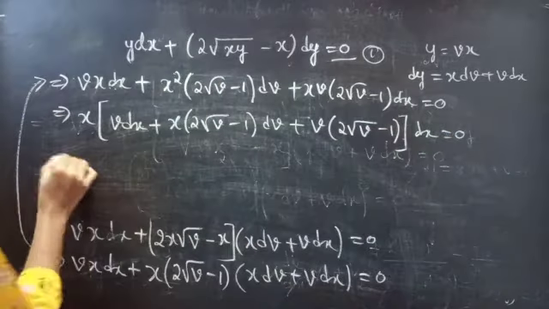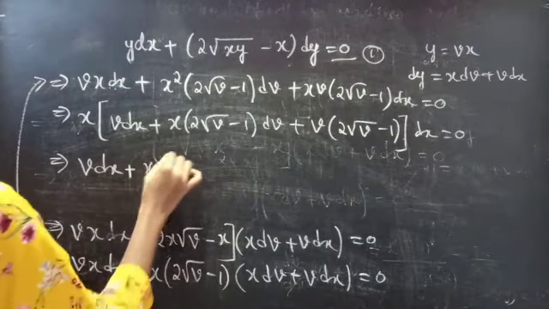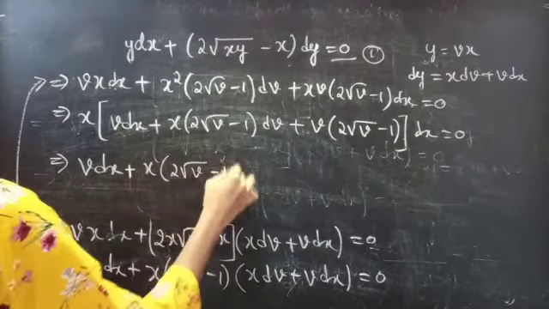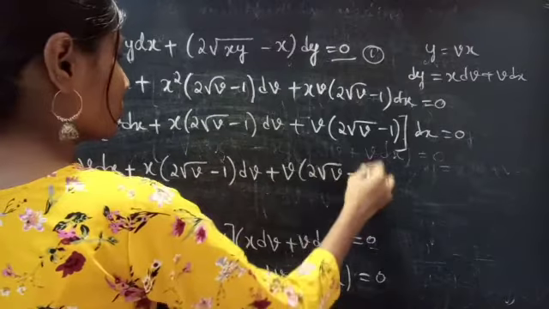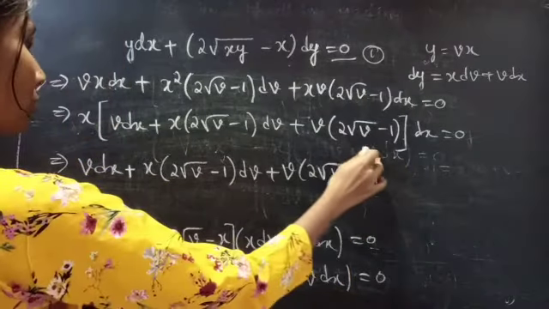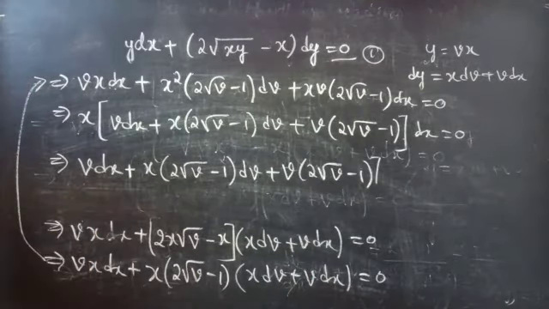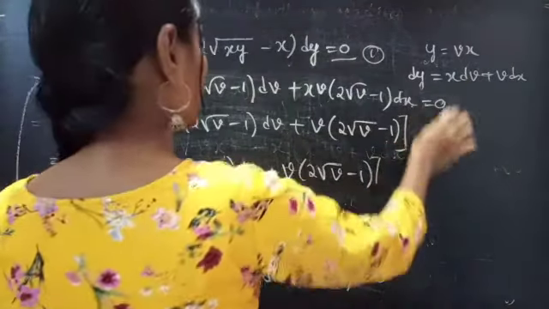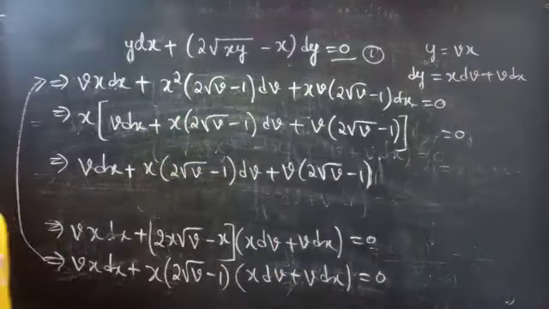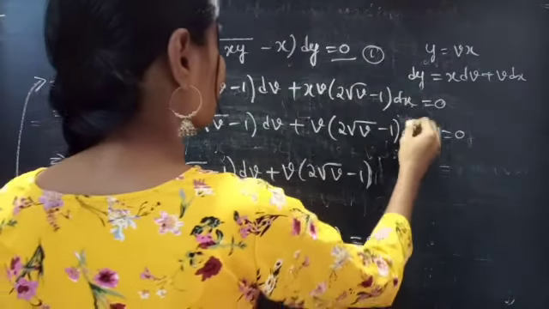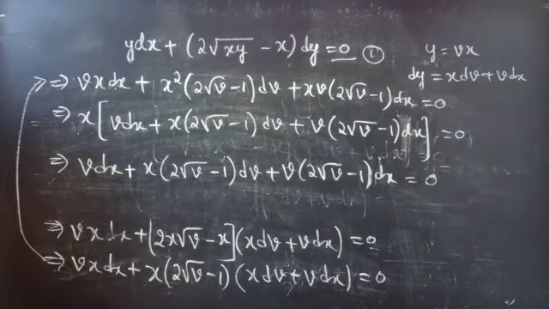From this we'll get v dx plus x into 2 root v minus 1 into dv plus v times 2 root v minus 1 into dx equals to 0. You're having dx inside the bracket.